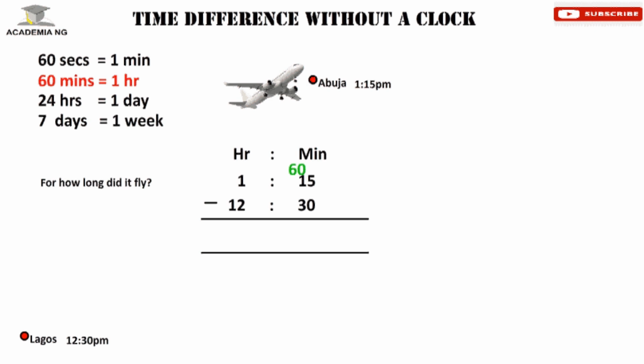So we will have 60 minutes plus 15 minutes. It is now 75 minutes. Then we can minus 30 from 75. So 5 minus 0 equals 5. 7 minus 3 equals 4. So the minute is 45 minutes.